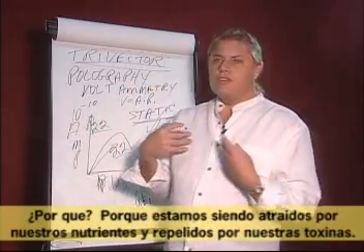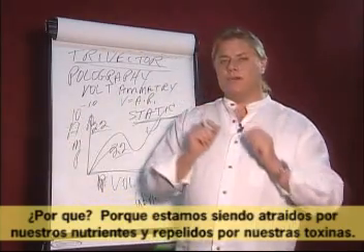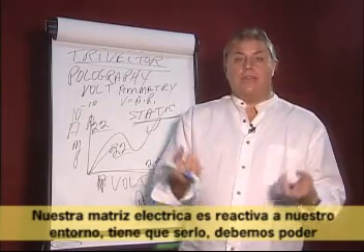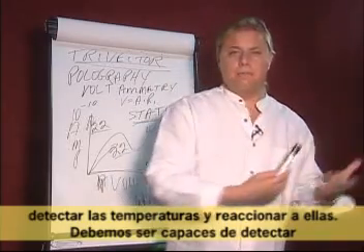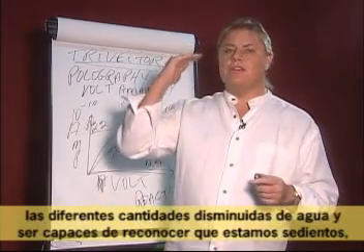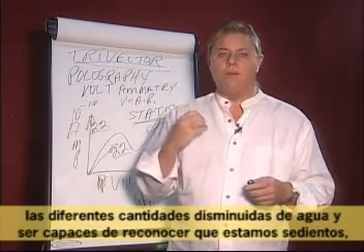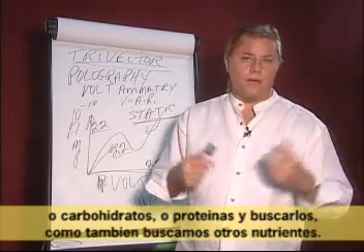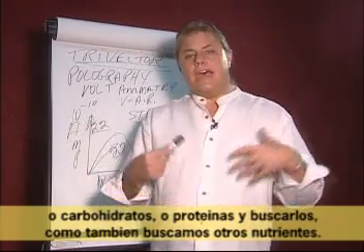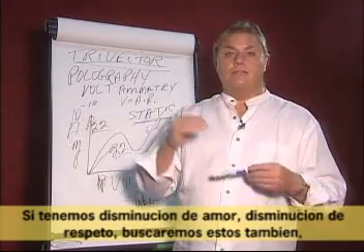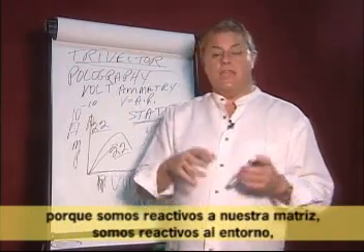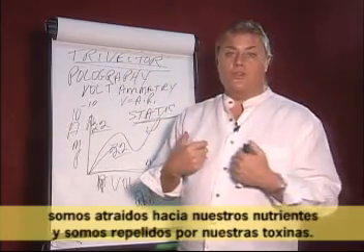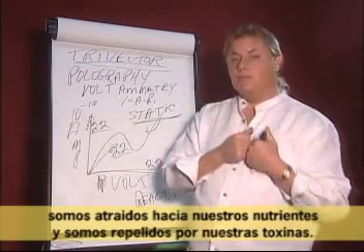Why? Because we are being drawn towards our nutrition and we are being repelled away from our toxins. Our electrical matrix is reactive to our environment. It has to be. We have to be able to detect the temperatures and react to them. We have to be able to detect the diminished quantity of water and recognize that we're thirsty. We have to be able to recognize the diminishing quantity of vitamins or carbohydrates or proteins and seek those out, as we seek other nutrients as well. If we have diminished love or diminished respect, we will be seeking that as well, because we are reactive with our environment. We are drawn towards our nutrition, and we are repelled away from our toxins.